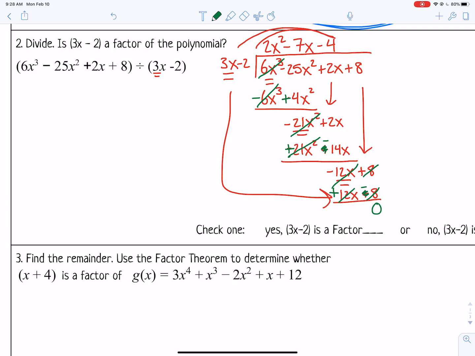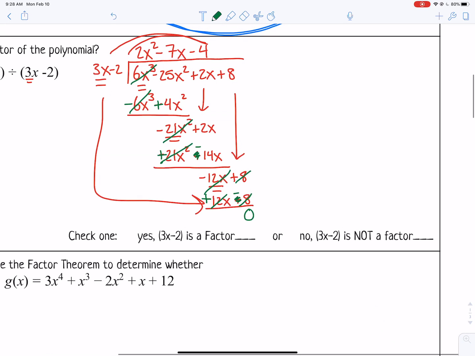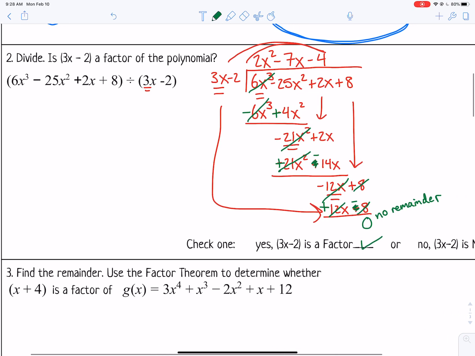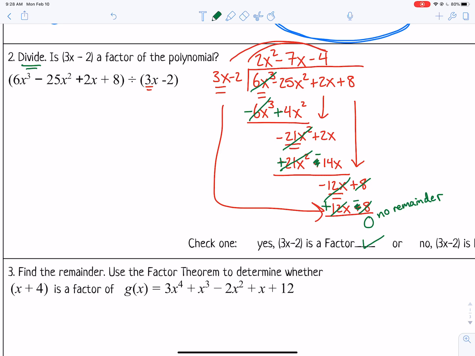So it says check one: yes, 3x − 2 is a factor, or no, 3x − 2 is not a factor. So since I ended up with no remainder, then I would say that yes, 3x − 2 is a factor. Notice this question says to divide. It's a little word, but it means you have to show that you divided this problem, and you did get a quotient of 2x² − 7x − 4.